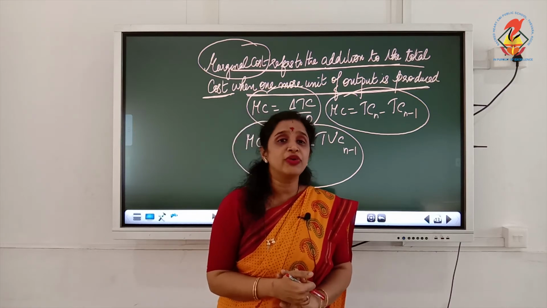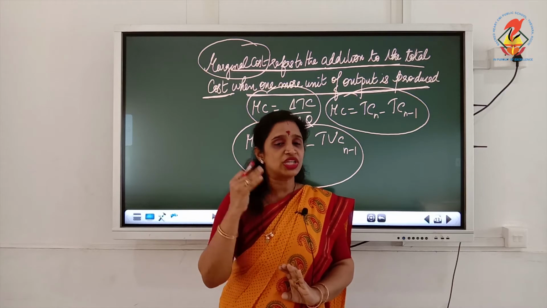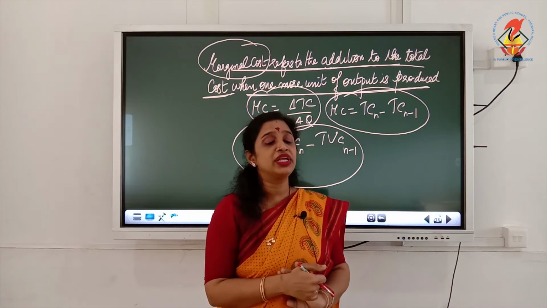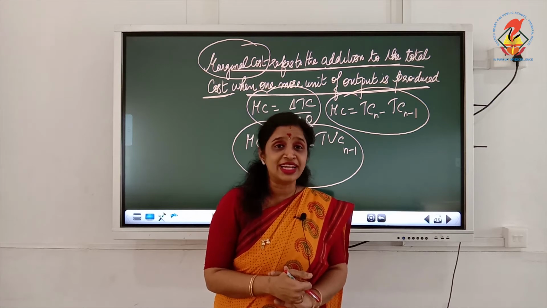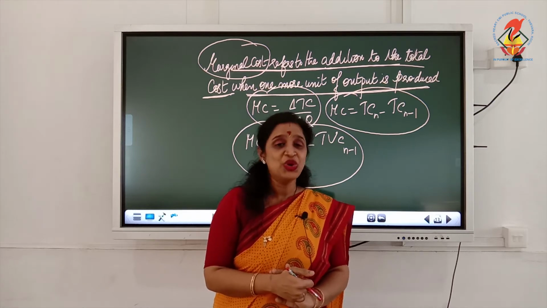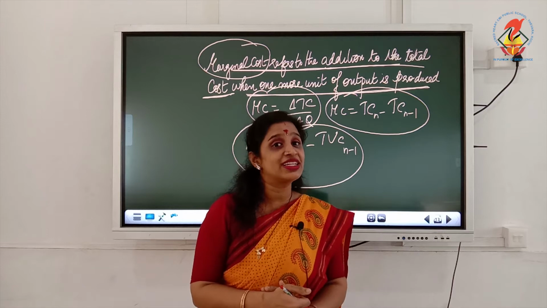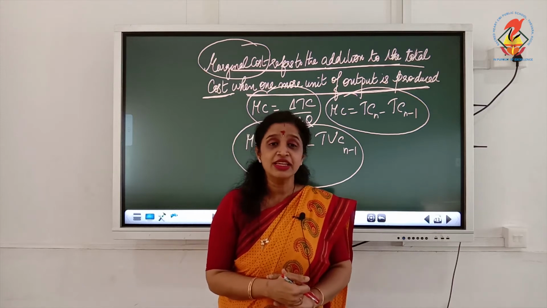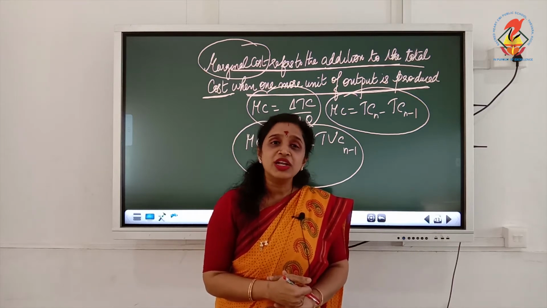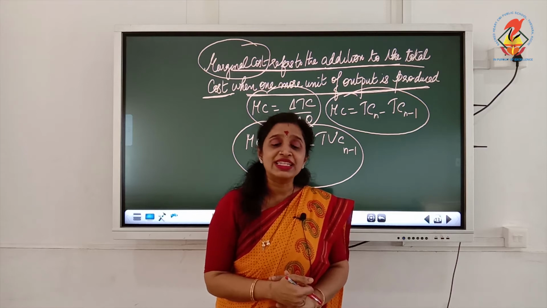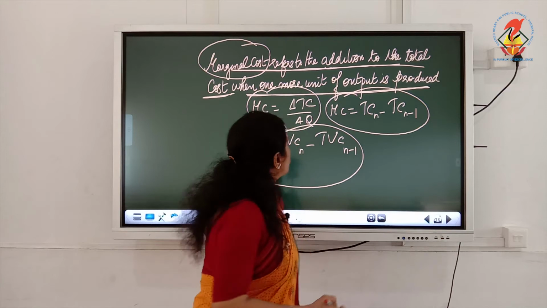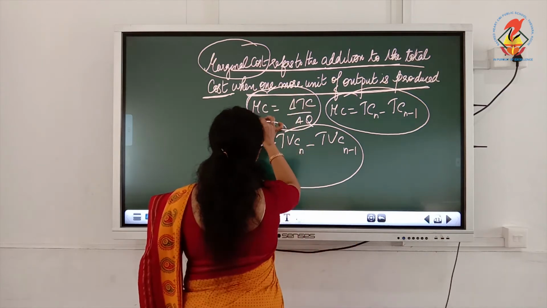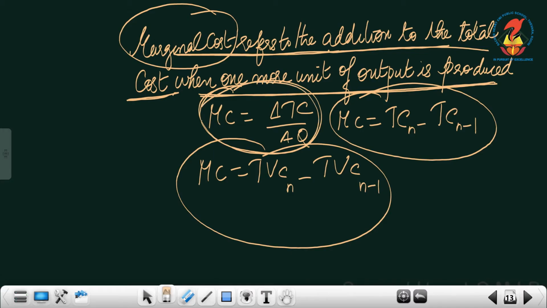Now, how to find out the marginal cost? Just as you have learned in marginal utility and marginal productivity. What is marginal utility? Delta TU by delta Q. What is marginal productivity? Delta TP by delta L. Likewise, marginal cost is equal to delta TC by delta Q, where Q stands for quantity. So marginal cost is equal to delta TC by delta Q.